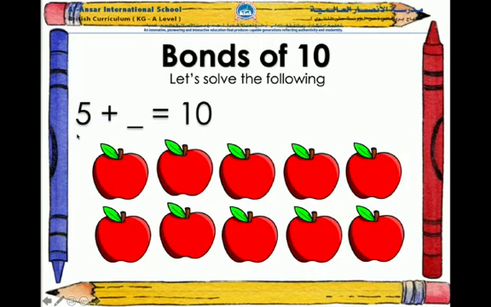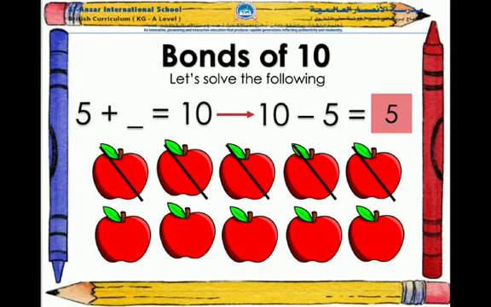Let's try it with this one. 5 plus something equals to 10. Now, what would your subtraction problem be? 10 minus 5 equals to 5. So 10 minus 5 equals to 5 because we put a line through 5 and now we have 5 left. If you've got this answer, you are doing amazing.